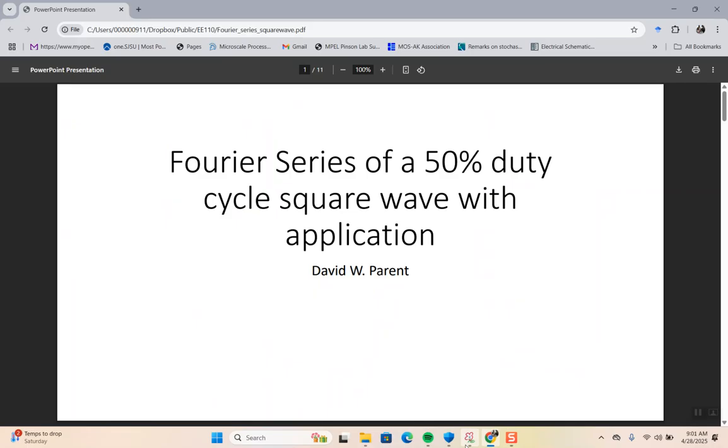So we talked a lot about applications and the general intuitive feel of the Fourier expansion last time. Now let's just go through a 50% duty cycle square wave, because this is a major part of your project in 110 lab.